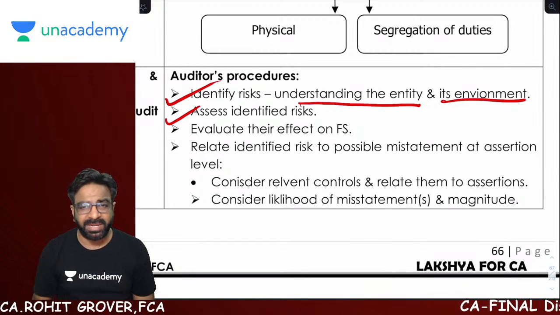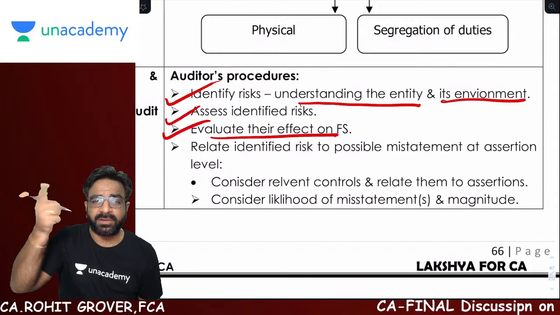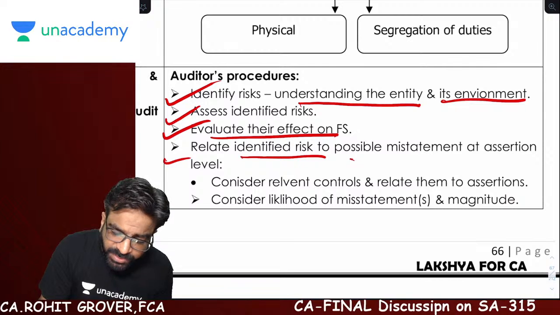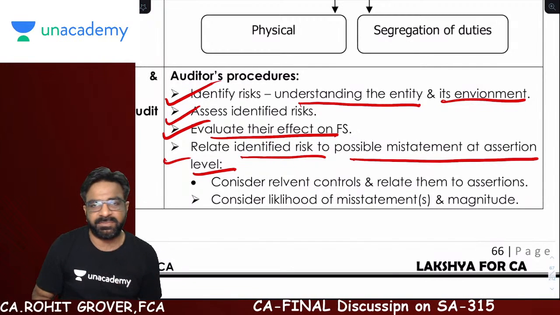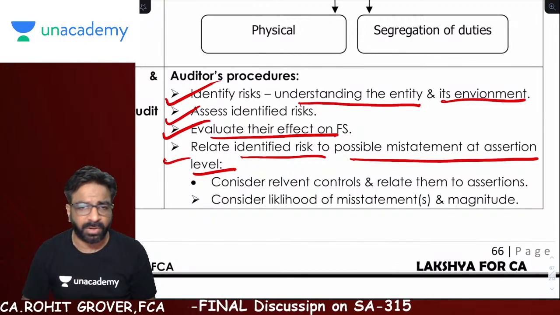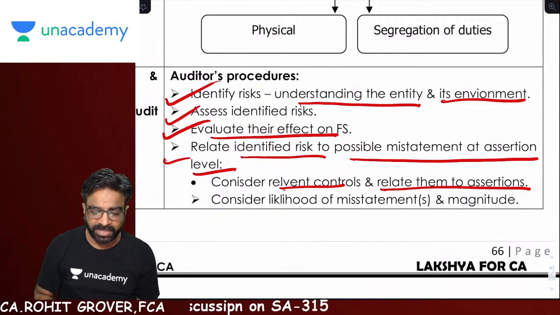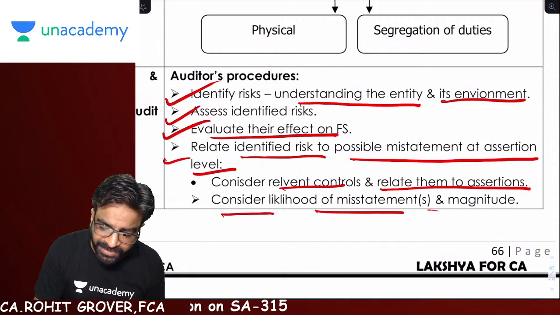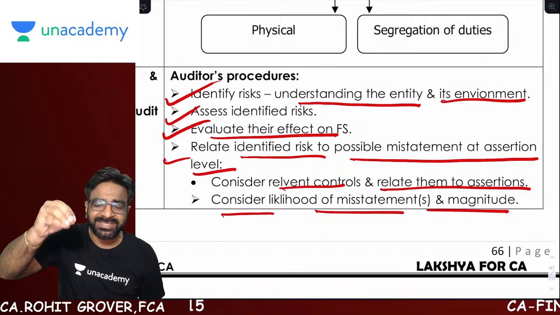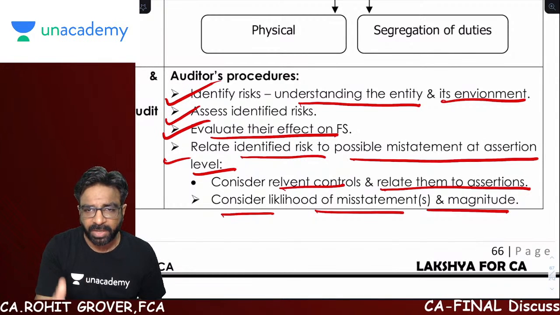He should assess the identified risk. Then he should evaluate the impact of that risk on the financial statements. Then he should relate the identified risk to the possible misstatement at assertion levels. What kind of misstatements can this particular risk pose to the organization? Consider the relevant controls and relate them to the assertions. Consider the likelihood of misstatements and magnitude. What do you mean by likelihood of the misstatement? What are the chances that the misstatement will definitely take place? That is what is meant by likelihood of the misstatement.